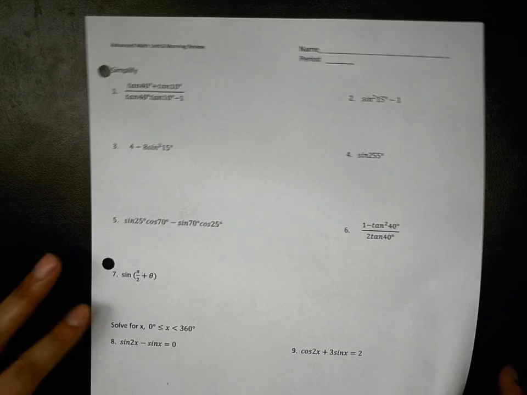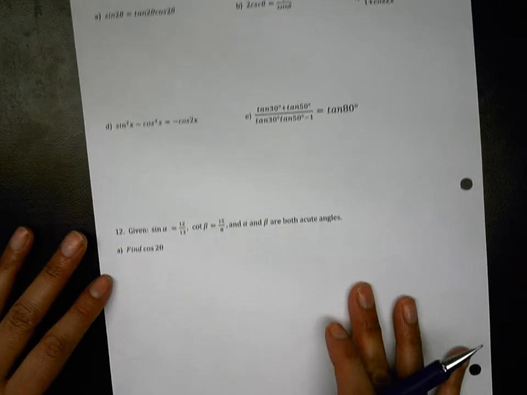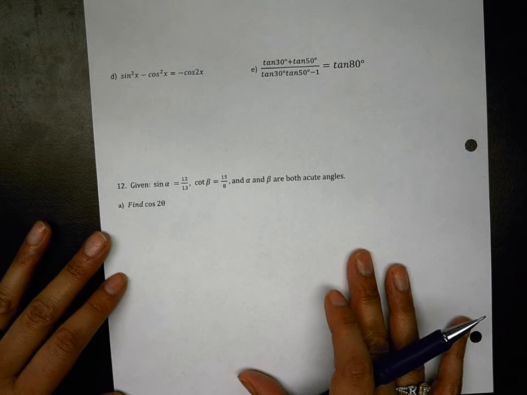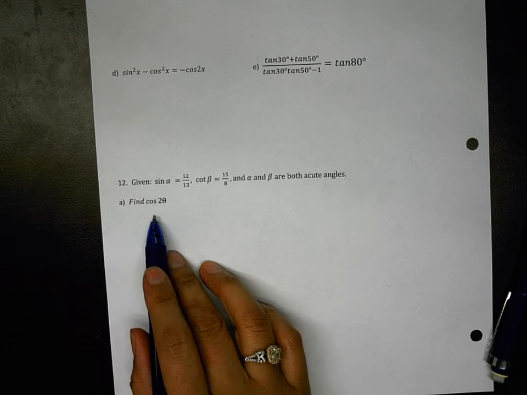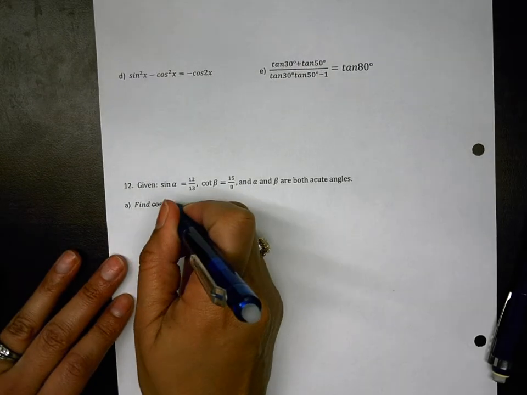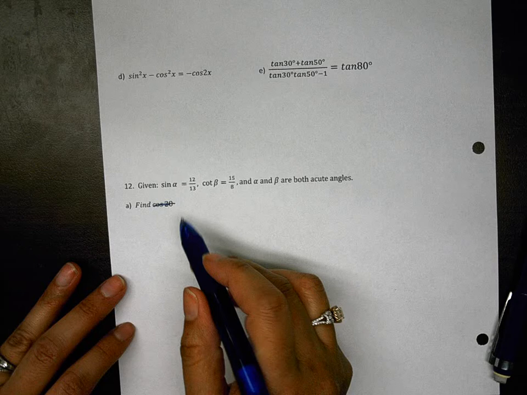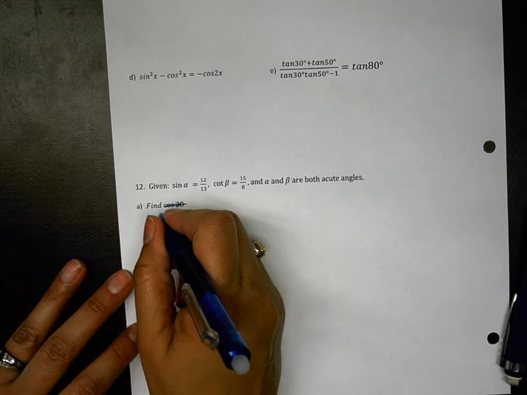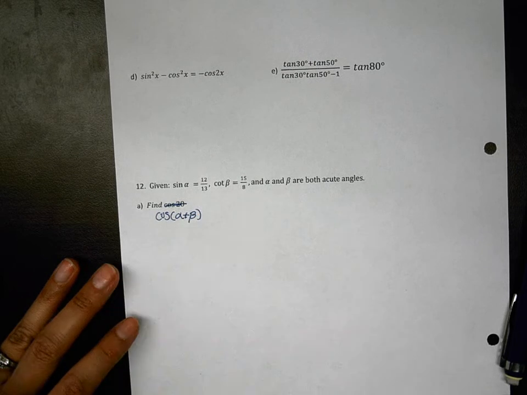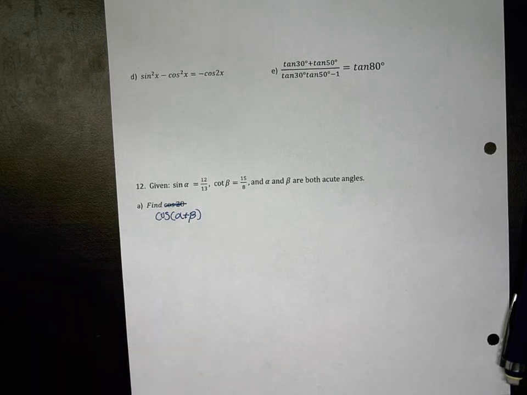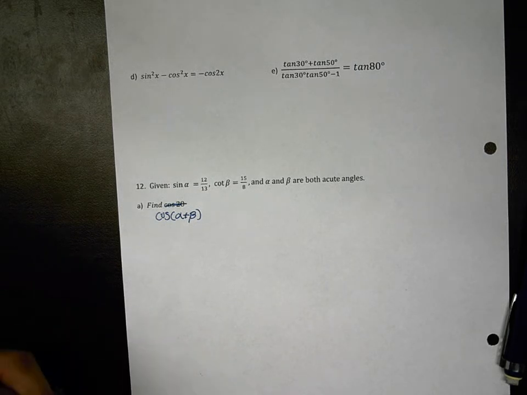I'd like to first start off fixing number 12. There is a typo. Right here, it says find cosine 2 theta. I edited number 12 and forgot to fix the question. It should ask find cosine of alpha plus beta. There's not even a theta in the problem for me to ask you to find cosine 2 theta. So please fix it. It should be find cosine of alpha plus beta.